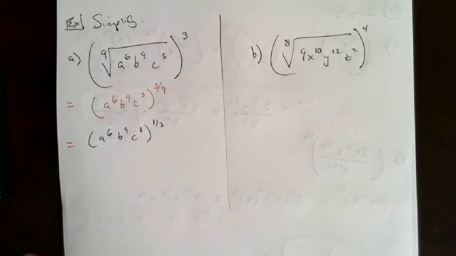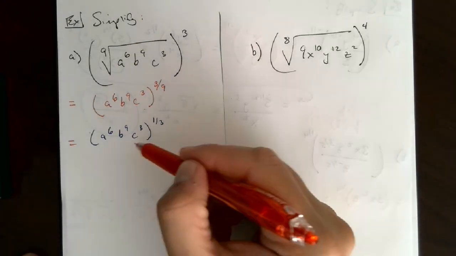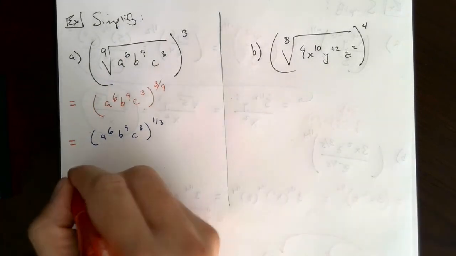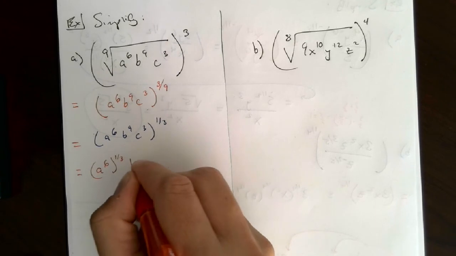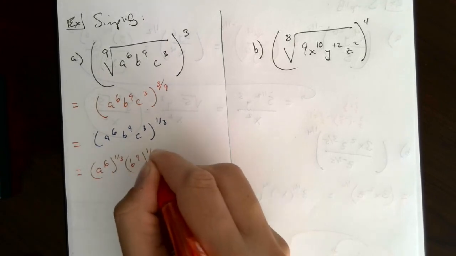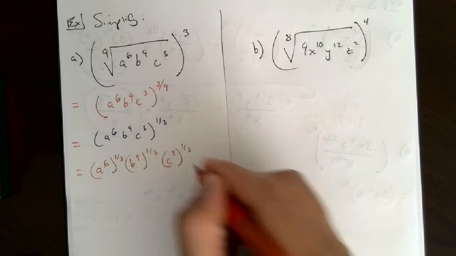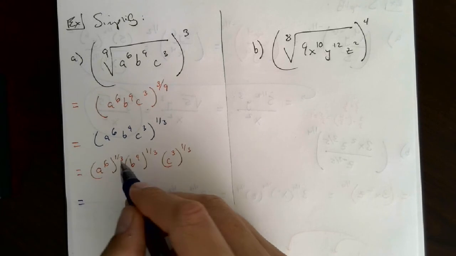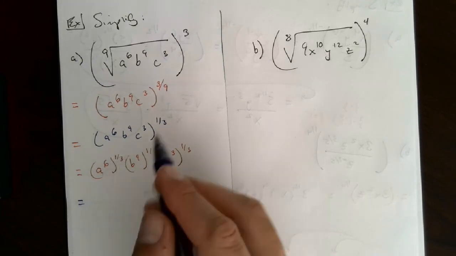1/3 power. And then remember, when you have multiplication inside of here all being raised to a power, you can bring that power through to each piece individually. So this would be a to the 6th to the 1/3, b to the 9th to the 1/3, and c to the 3 to the 1/3. And now remember, when you have power to power, you multiply them together. So this is a to the 6 times 1 divided by 3.